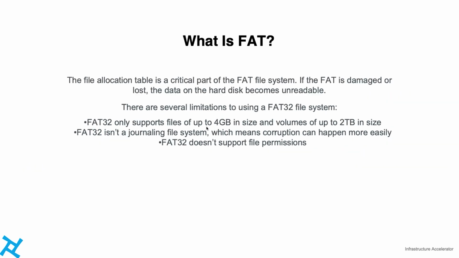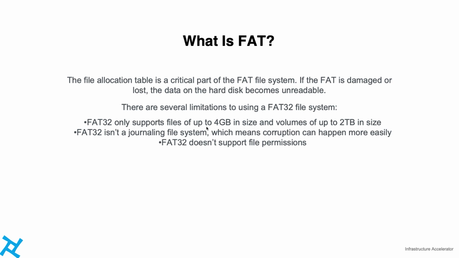The file allocation table is a critical part of the FAT file system. If a FAT is damaged or lost, the data on the hard drive becomes unreadable. There are several limitations to using the FAT32 file system. So these are the limitations of the old age FAT32. It only supports up to 4 GB file sizes. So a single file cannot be more than 4 GB. If it is more than 4 GB, it cannot be copied on a partition which is formatted with a FAT file system. Volumes can be up to 2 TB.